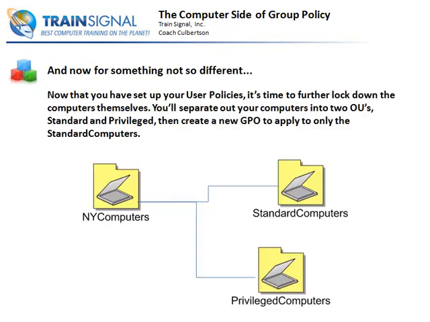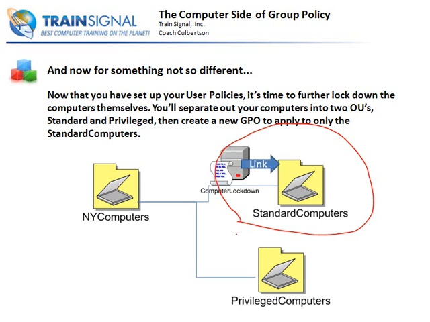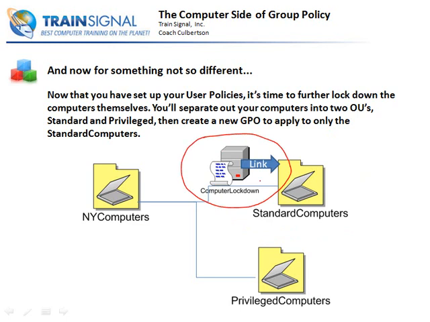So what we're going to be doing isn't that different than what we did with the user policy. Okay, we're going to be locking down those machines themselves, but here's what we're going to do. We're going to be breaking out our computer accounts. And by the way, we have computer accounts since, remember, Jamie installed all the machines and joined them to the domain. We're going to be taking most of our machines and putting them into standard computers. And then we're going to be creating a new GPO called Computer Lockdown. And we're going to link it to that standard computer's OU.